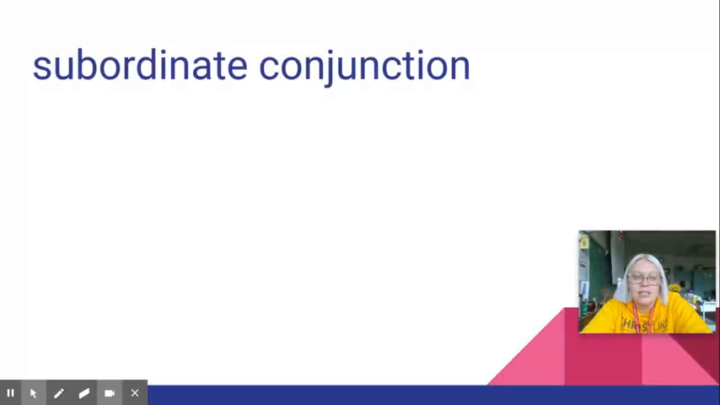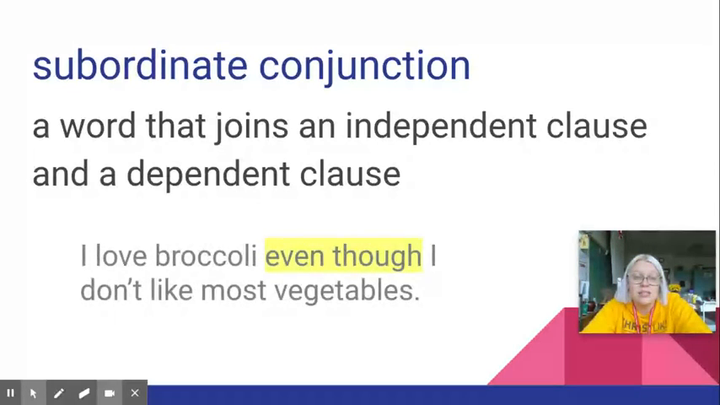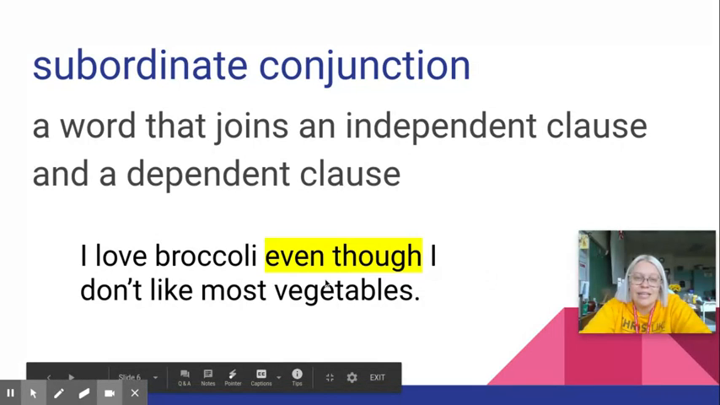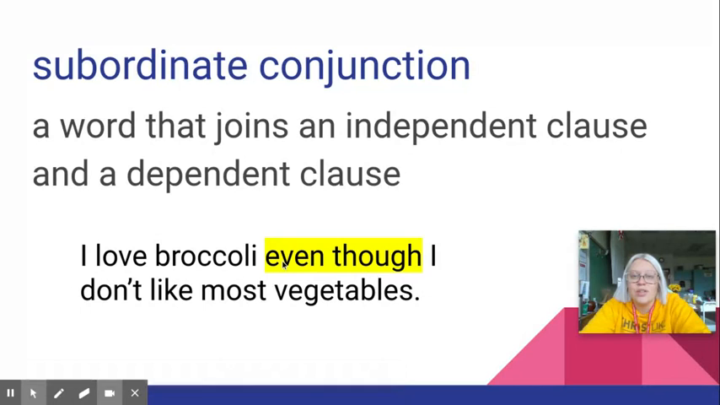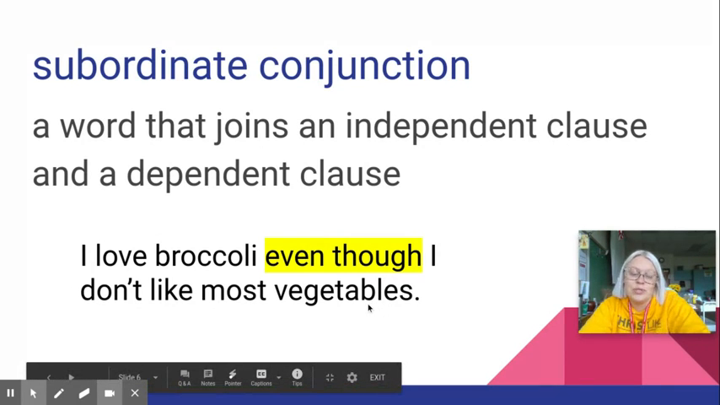The last word is a subordinate conjunction, and it's a word that joins an independent clause and a dependent clause. I love broccoli, even though I don't like most vegetables. So even though I have highlighted, and that right there is the subordinate conjunction. It joins together this independent clause, I love broccoli, with this dependent clause, I don't like most vegetables.